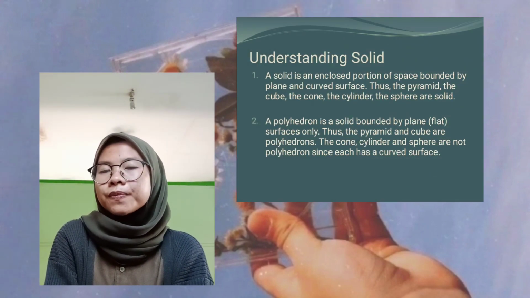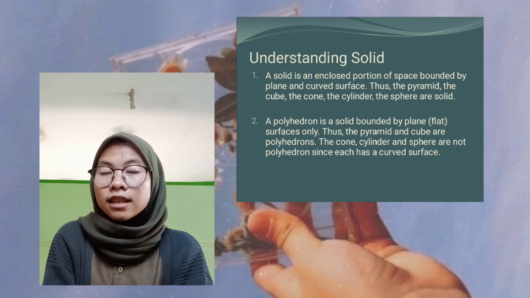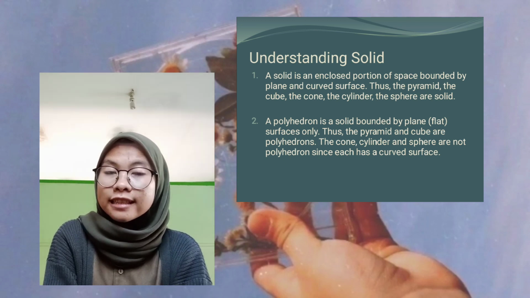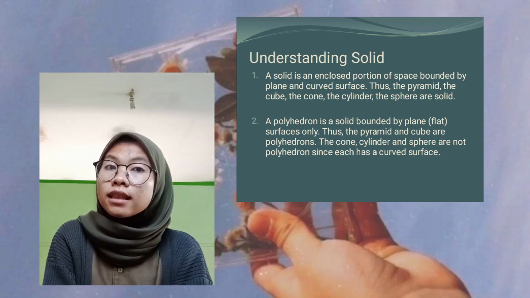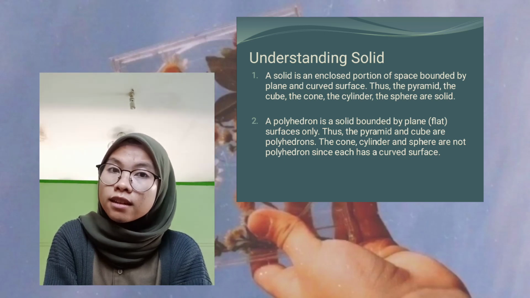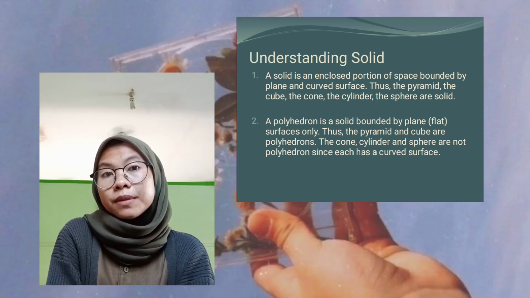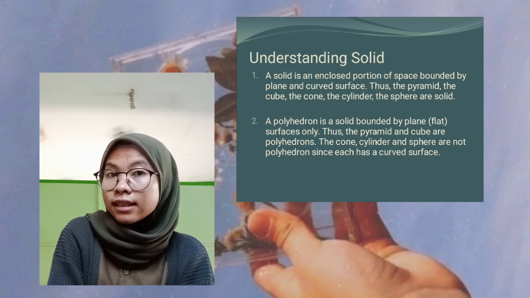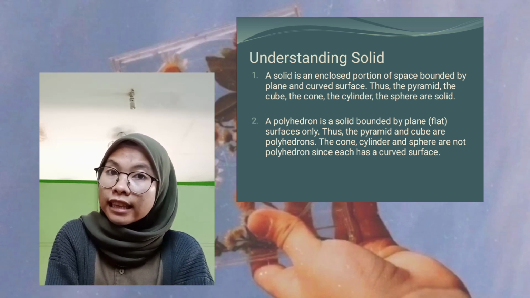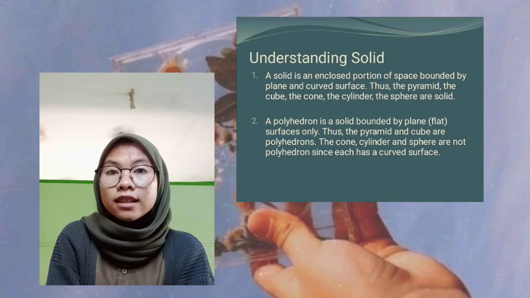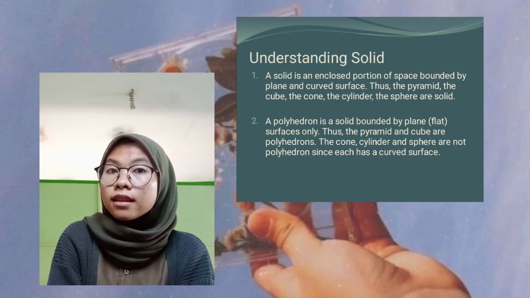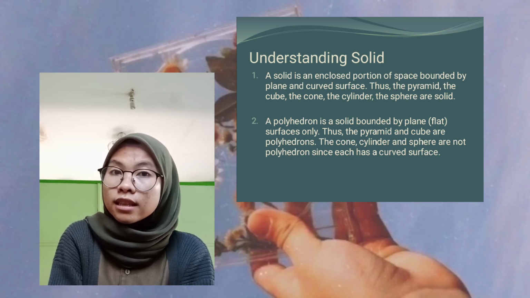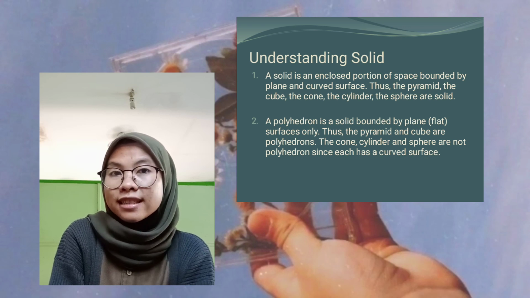Understanding solids. Number 1. A solid is an enclosed portion of space bounded by plane and curved surfaces. Thus, the pyramid, the cube, the cone, the cylinder, and the sphere are solids. Number 2. A polyhedron is a solid bounded by plane or flat surfaces only. Thus, the pyramid and cube are polyhedrons. The cone, cylinder, and sphere are not polyhedrons since each has a curved surface.